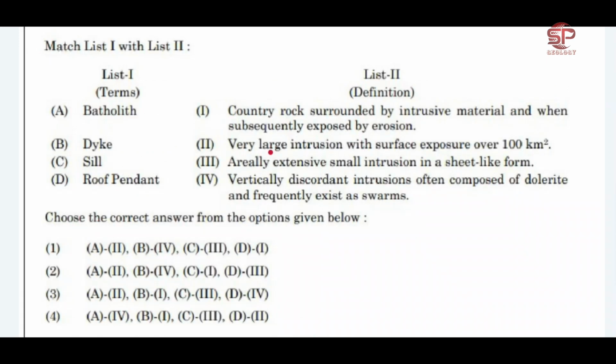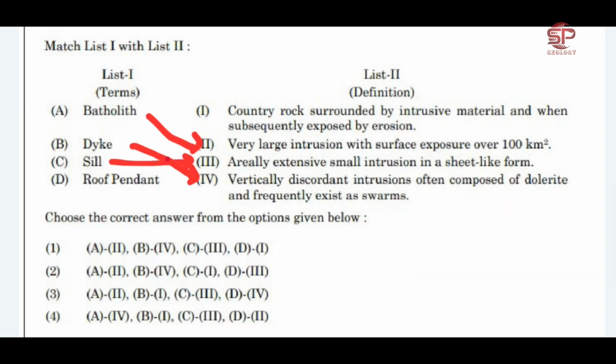Batholith is obviously a very large intrusion, more than 100 square kilometers. When you see more than 100 square kilometers, it is always batholith. Then dike: a vertically discordant intrusion composed of dolerite. Then sill: an areally extensive small intrusion in a sheet-like form.